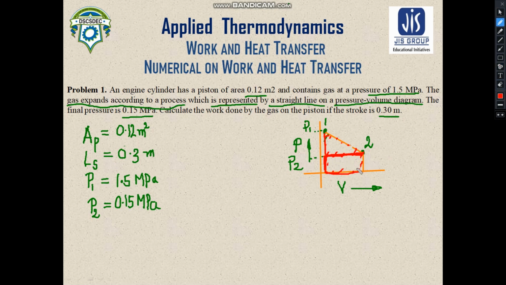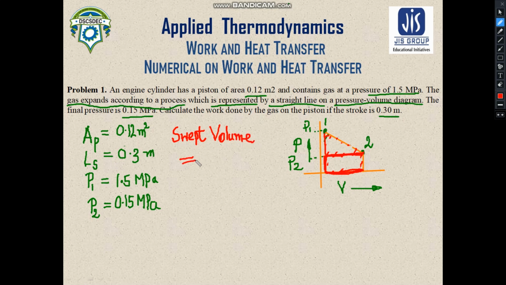So we need to know what will be the value of this length. From where can we find this information? We can find this information from the calculation of swept volume. That means the volume by which the piston has expanded.